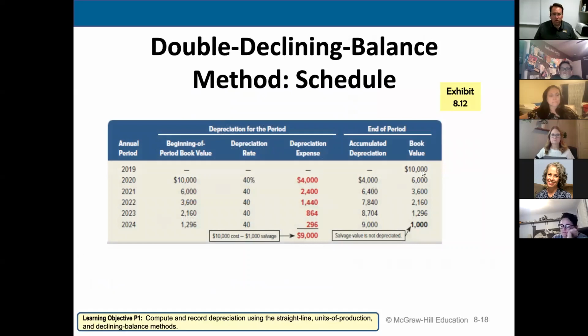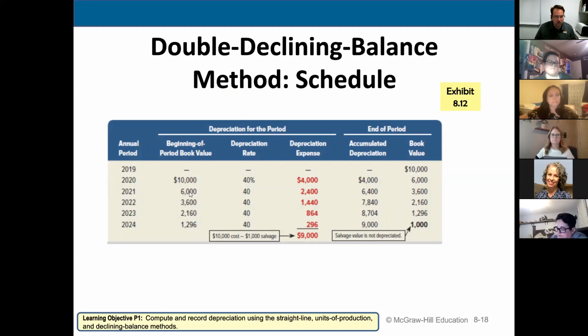So our beginning book value was $10,000. That was our cost. We multiply that by 40%. So our depreciation expense for that year will be $4,000. Our accumulated depreciation will be 4,000 because we didn't have any before. And our book value will be our cost minus our accumulated depreciation, or 6,000.